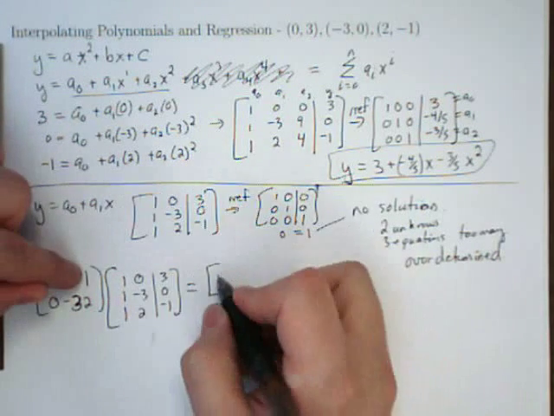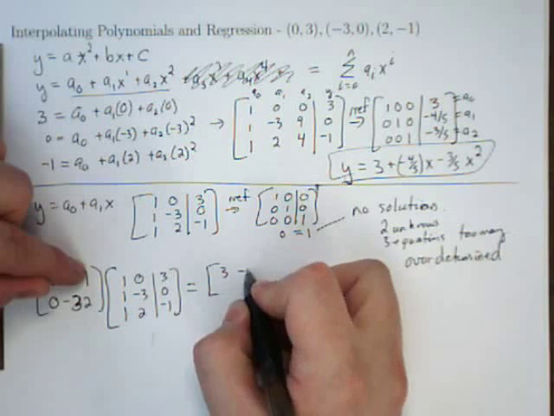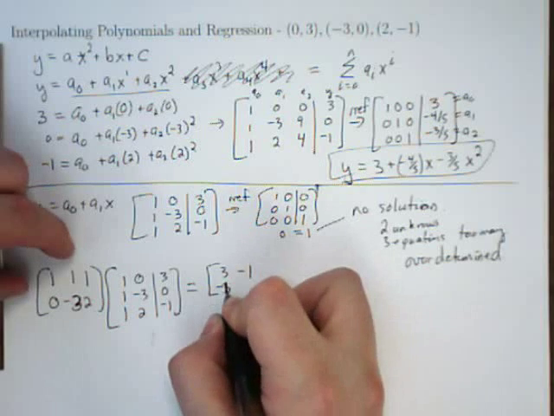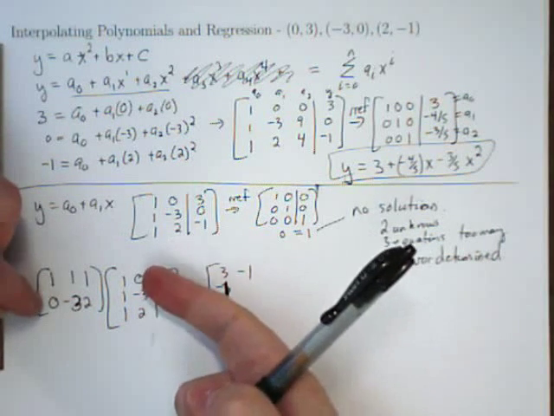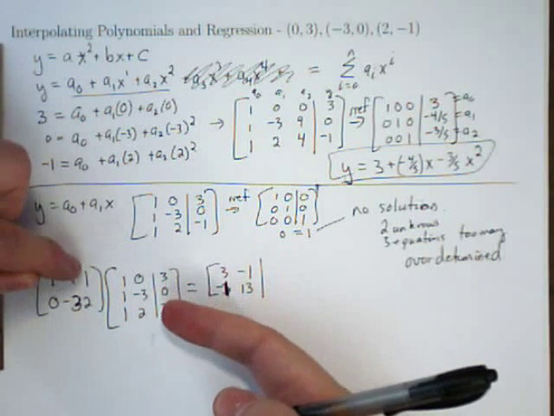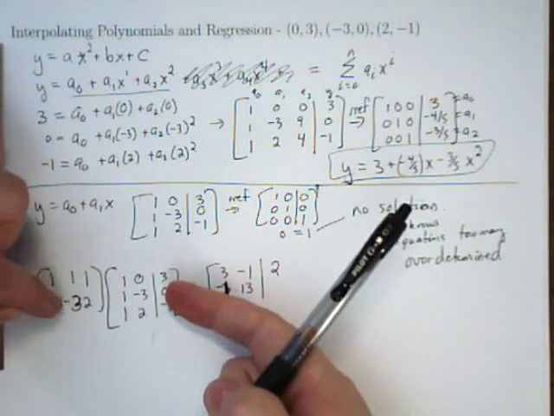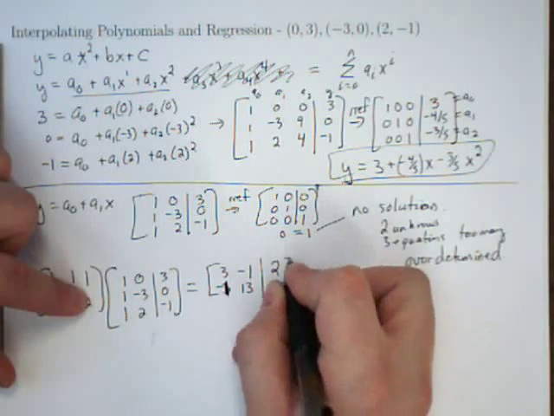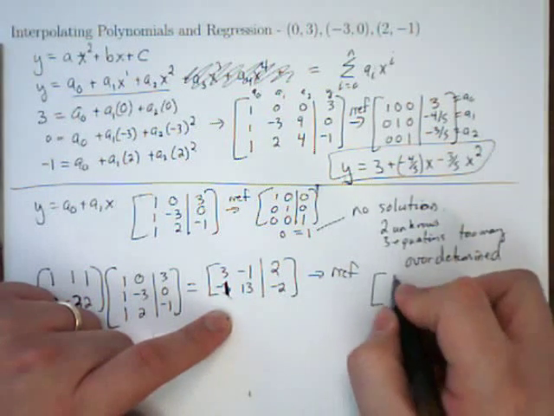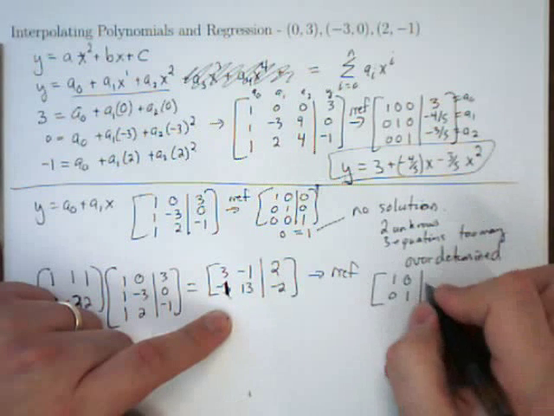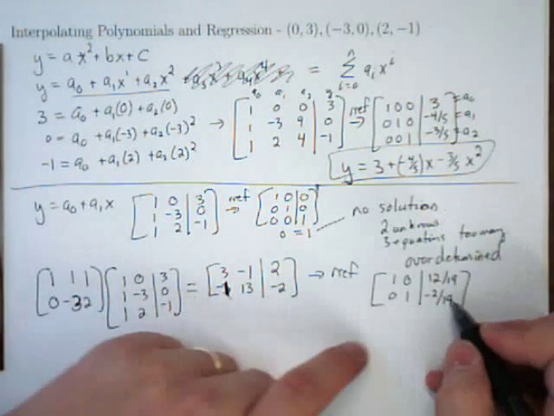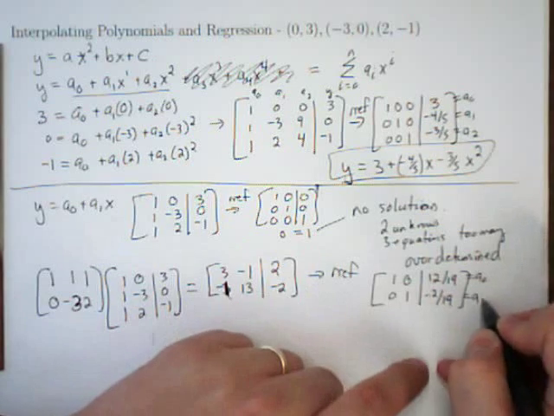The matrix is 1 plus 1 plus 1 is 3. 1 minus 3 plus 2 is negative 1. 0 minus 3 plus 2, negative 1. And then 0, 9, 4, 13. Over here we get 3 plus 0 minus 1 is 2, and then minus 2. This system, if you row reduce, becomes 1, 0, 0, 1, and then 12 19ths and negative 2 19ths. Well, wait a minute, this should be A0 and this should be A1.